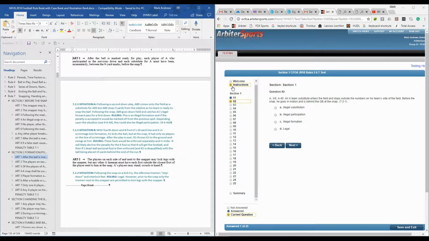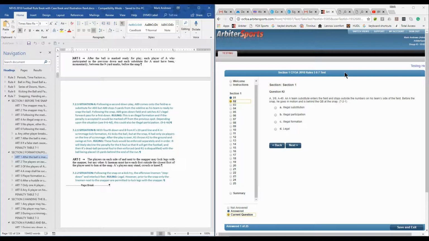Question number 2. Team A, 3rd and 9 on the A40. An A-team substitute enters the field and stops outside the numbers on his team's side of the field. Before the snap, he goes in motion and is behind the quarterback at the snap. So you'll remember from our previous Rule 1, 3, and 4 discussion that the numbers are the 9-yard marks.